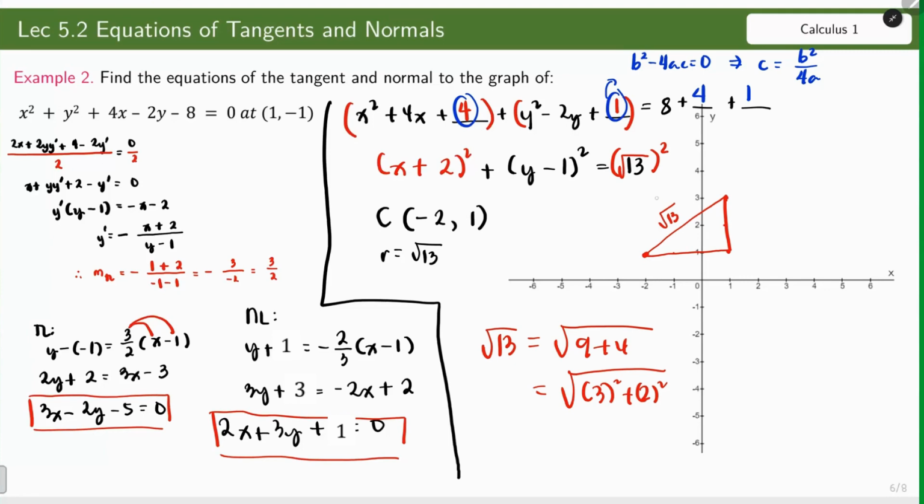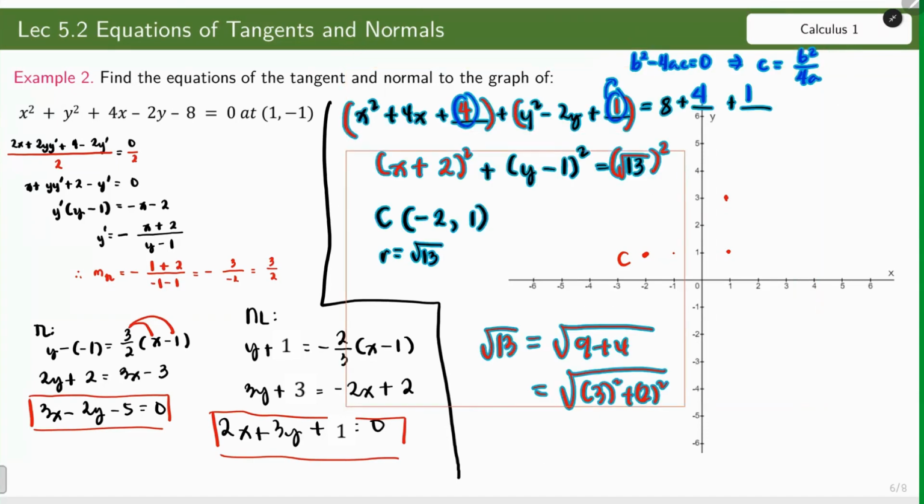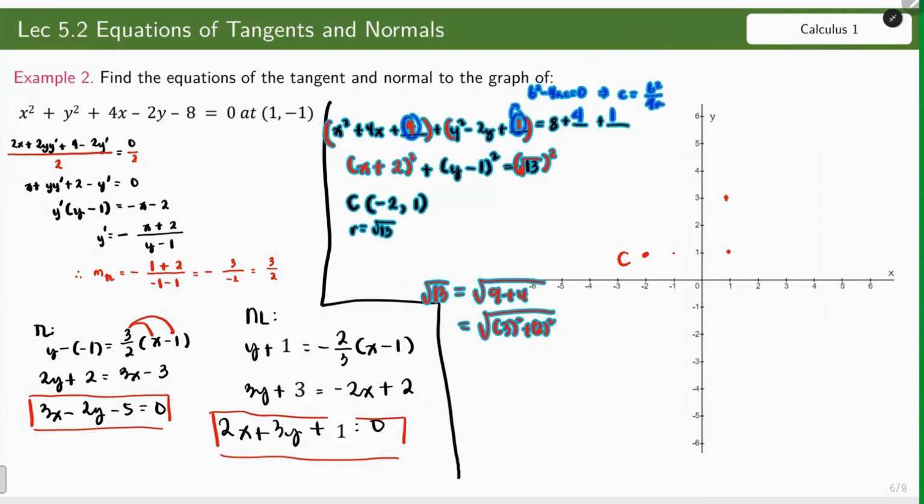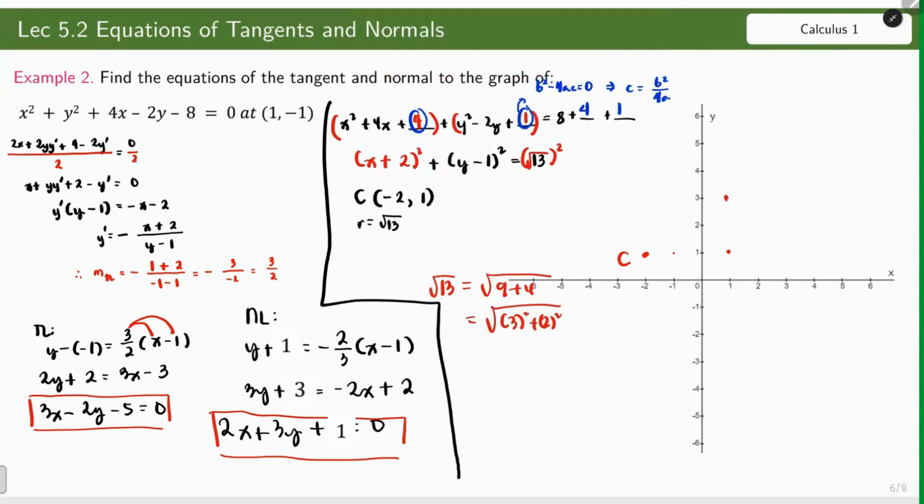Okay? This is the center of the circle. Then we have square root of 13 as the radius. So even without using a calculator, we can draw this. Since we have this, we can already draw the circle. You can actually locate at least 8 points using this relationship of square root of 13 is equal to square root of 9 plus 4. There are still many more possibilities.